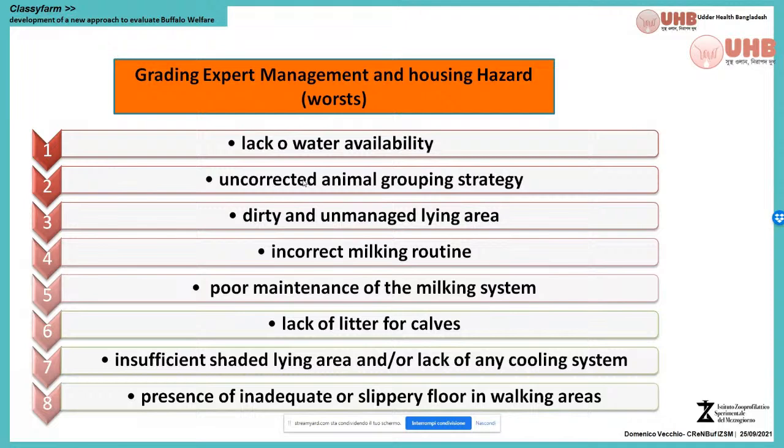Management and housing hazards that were determined to be associated with a very high negative impact on the welfare of buffalo were lack of water availability, incorrect animal grouping strategy, dirty and unmanaged lying area, incorrect milking routine, poor maintenance of the milking system, lack of litter for cows, insufficient shaded lying area and/or lack of any cooling system, and the presence of inadequate or slippery floor in walking areas.